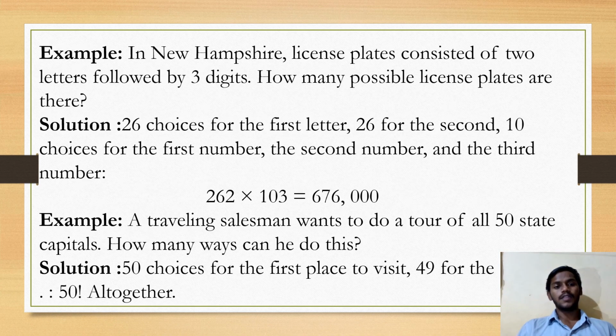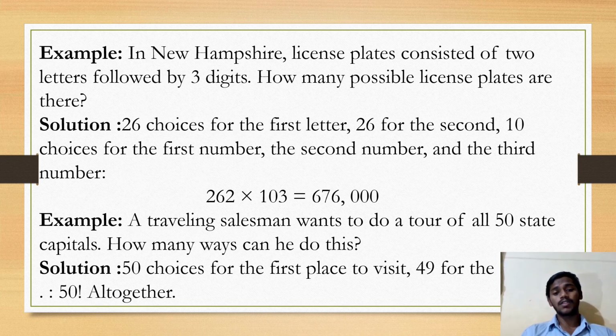Another example: in New Hampshire, license plates consisted of two letters followed by three digits. How many possible license plates are there? 26 choices for the first letter, 26 for the second, and 10 choices for the first number, the second number, and the third number. 26 squared into 10 cubed is equal to 676,000.